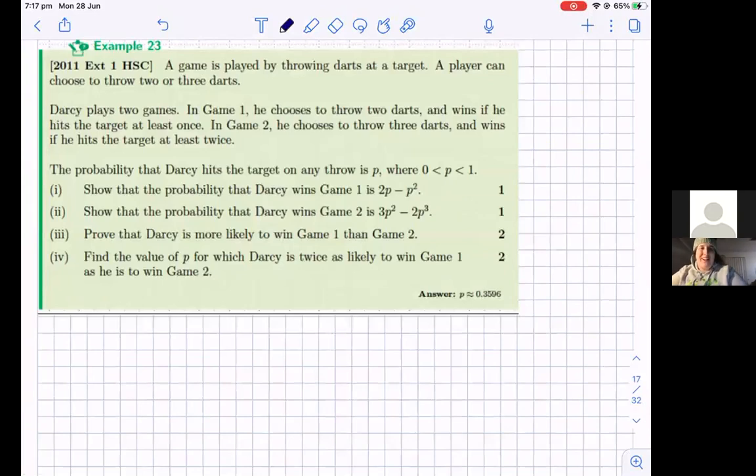Okay, example 23. A game is played by throwing darts at a target. Player can choose to throw 2 or 3 darts. Darcy plays 2 games. In game 1, he chooses to throw 2 and wins if he hits the target at least once. In game 2, he chooses to throw 3 and wins if he hits at least twice.